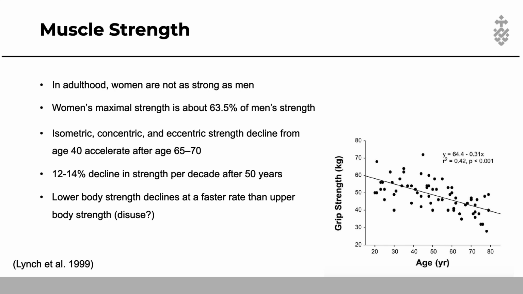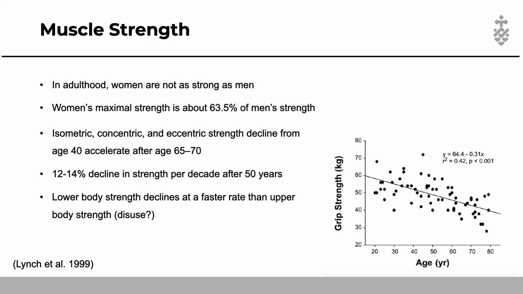Now, we see a similar trend in the decline in muscle strength as we saw in muscle mass with age. Strength declines approximately from around 40 years old, and that loss of strength is really accelerated after 65 to 70 years of age. It's been estimated that a 12 to 14% decline in strength occurs each decade from around 50 years old and onwards.